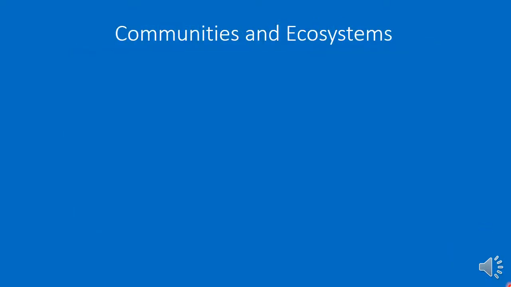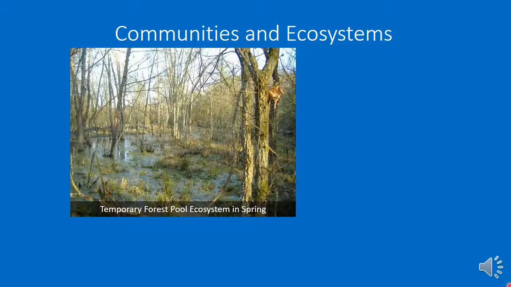Okay. Having all these different species in an area is what we call a community. When that community interacts with abiotic factors, be that air, water, rock, things that aren't alive, that's what abiotic is, then we have an ecosystem.